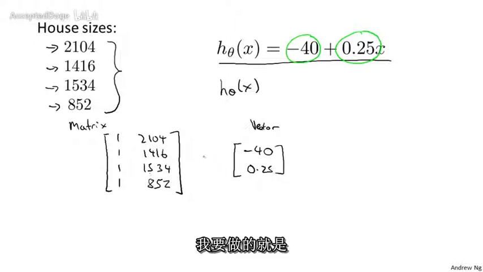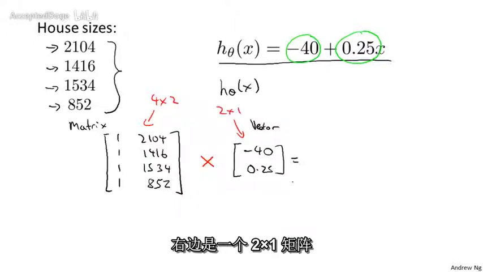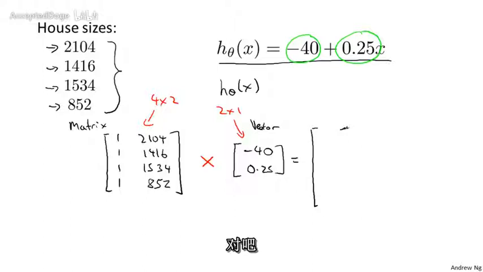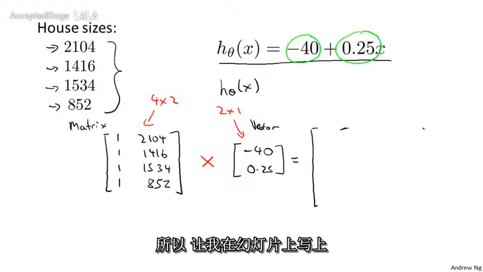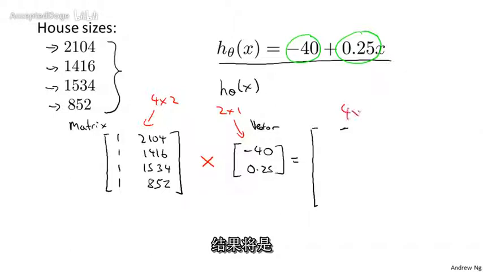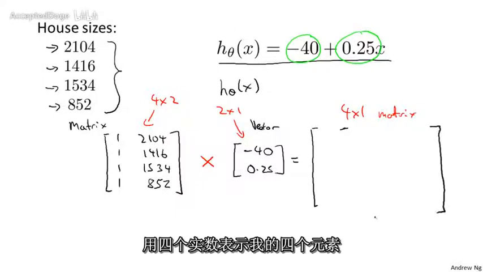And what I'm going to do is take this matrix and that vector and multiply them together. Right? That times is this multiplication symbol. So what do I get? Well, this is a 4 by 2 matrix. This is a 2 by 1 matrix. So the outcome is going to be a 4 by 1 vector. So this is going to be a 4 by 1 matrix as the outcome, or really a 4-dimensional vector. So let me write in one of my 4 elements. I'm going to have 4 row numbers here.